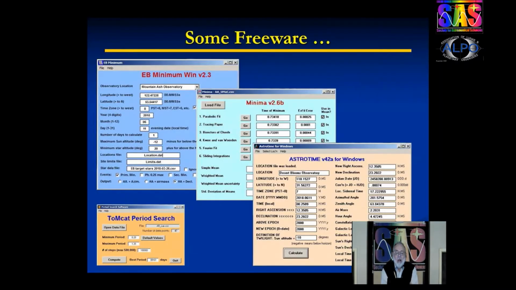So now, I have some freeware available for all of you. EB Minimum is useful for predicting times of minima for stars on your program. Minima is useful for finding the minimum once you have the data. AstroTime is my general program, which does a whole lot of things. There's coordinate conversions, local sidereal time, it's all in there. Local time of dusk is kind of neat, it's in there. And Tomcat is one of them as well.